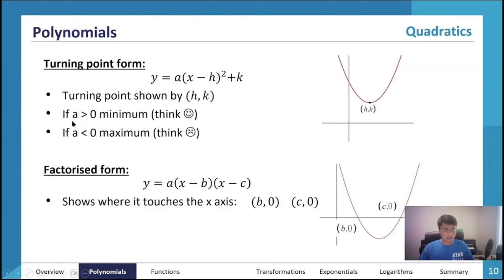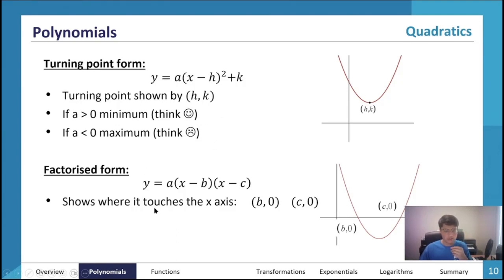It says here that if A is greater than 0, then it's going to be an upright parabola, like a smiley face. But if A is less than 0, then it's going to be an inverted parabola, so it's going to go down like this, like a sad face. We'll look a little bit more into that when we look at transformations, but generally with quadratics, those are just some key things you want to watch out for. It makes it easier for you to visualize how the parabola is going to look.